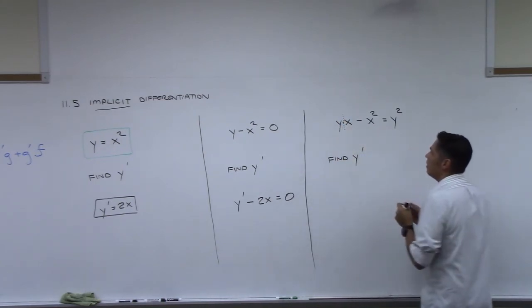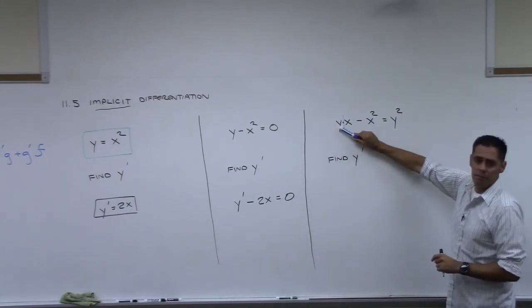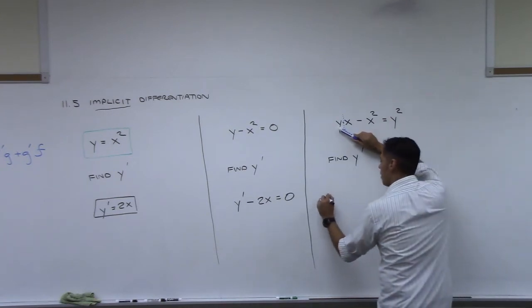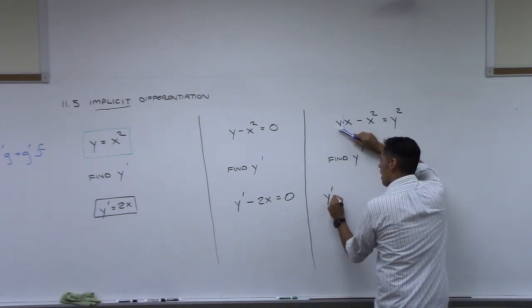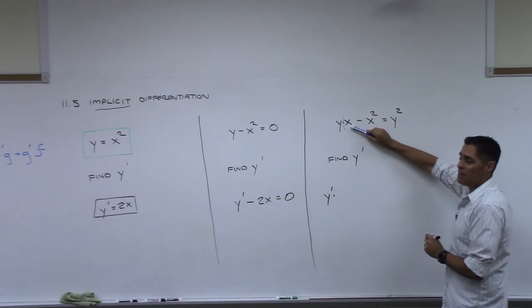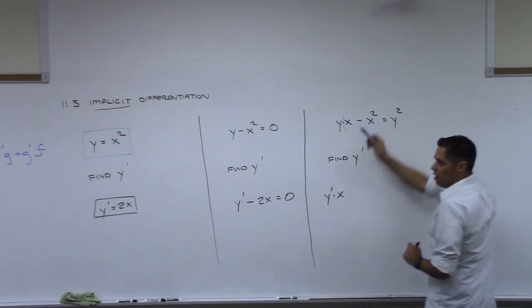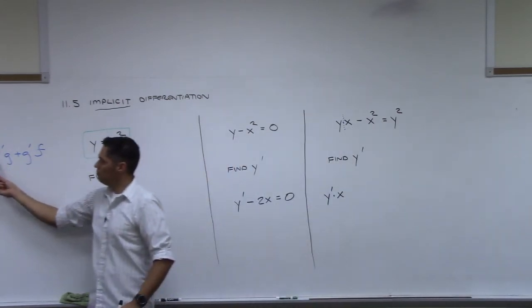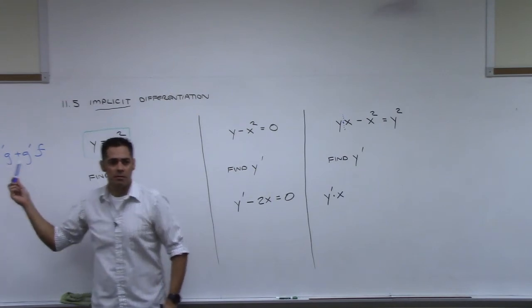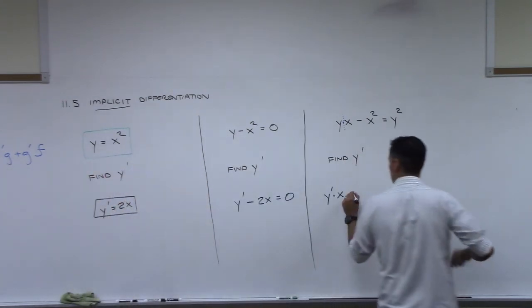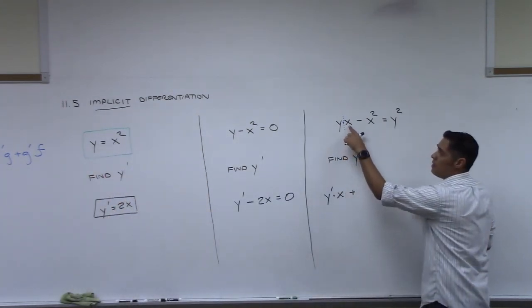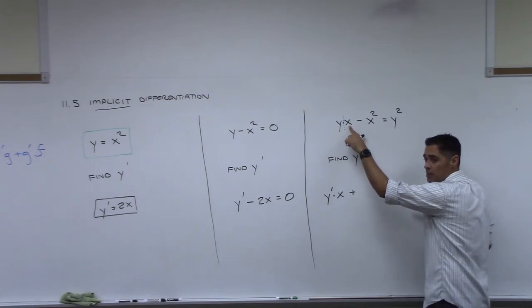There's my product right there. What is the derivative of this one? y prime. Times, now this one, do I take the derivative or not? No, I do not. Times x. So all I've done is this part. Now what? Plus. Now, the derivative of x. What's the derivative of x? 1.